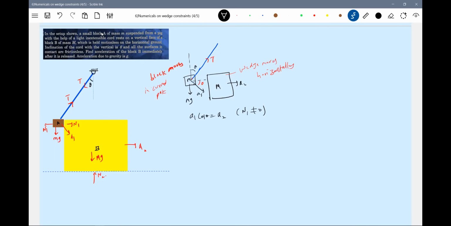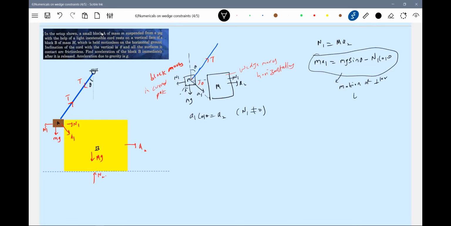This is N1. N1 equal to m g cos theta. This is one thing. Then for the block, we can write equations along the x-axis. It should be T sine theta. What about the tension? We'll describe the motion along A1. Along A1, it will be small m A1, equal to m g sine theta minus N1 cos theta. See this? This is theta. I'm describing the motion of the block perpendicular to the string.